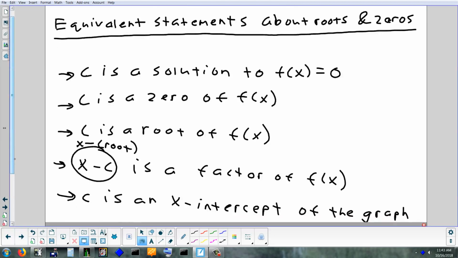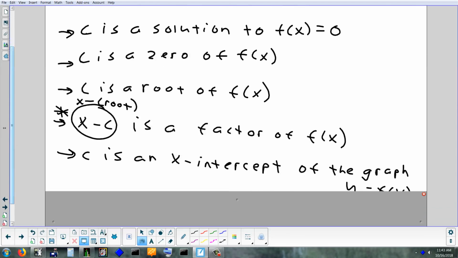So these are all different statements that are equivalent. If you've got a number that you plug into an equation and it gives you 0, then that number is called a 0. That number is called a root. And this is the important one. That's why I'm putting an asterisk. X minus that number. X minus the root is a factor. And visually, it also means that that number is an x-intercept. It's where it crosses the x-axis.